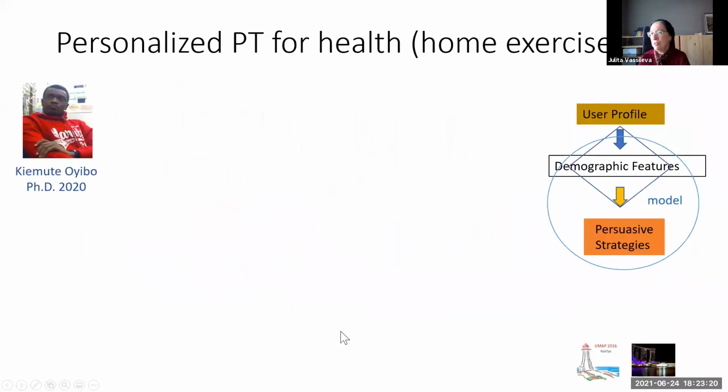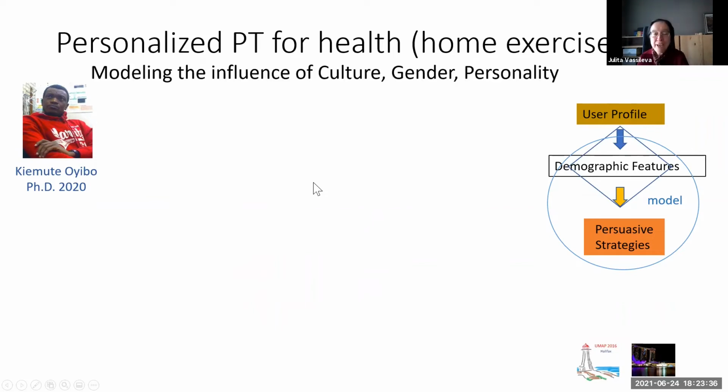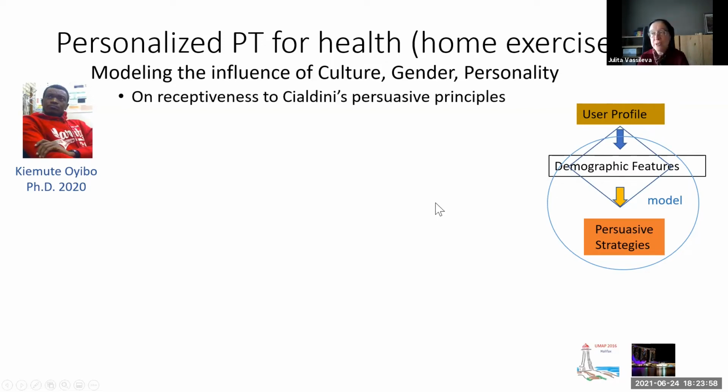So I will move forward. Keynote is probably known because he has participated in a couple of UMAP conferences. He did the same kind of approach, but he got really deep in studying the impact of various factors like culture, gender, and personality. These are easier to get because they are demographic features which can be guessed from the language people are using or their location and so on. And how these factors influence susceptibility to different persuasive strategies.